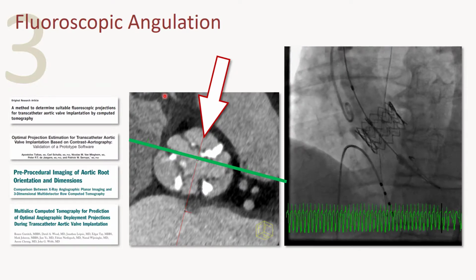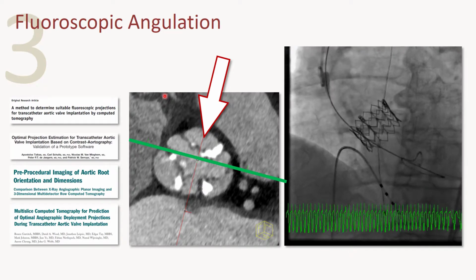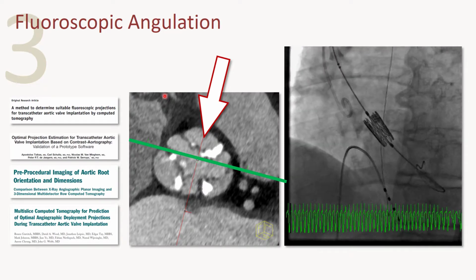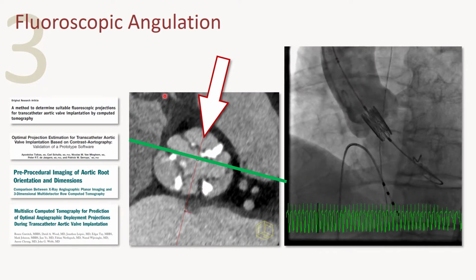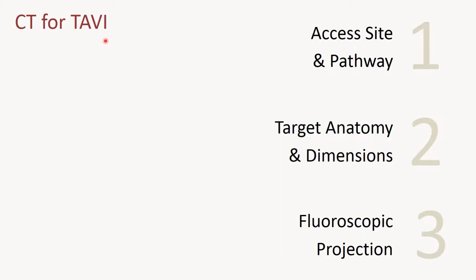So in summary, the three aspects that can and should be analyzed when you do CT prior to the TAVI procedure are: first, to determine the access site and the pathway of getting to the valves; second, to look at the aortic target anatomy, the aortic annulus, and the dimensions, for example, of the annulus and the distance of the coronary ostia to avoid obstruction; and thirdly, optimal fluoroscopic projection angles, because that can help you save significant amounts of contrast in the cath lab.